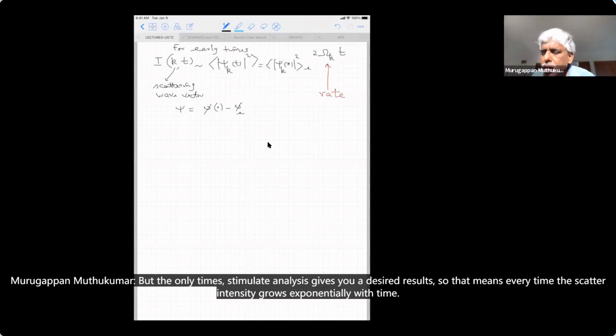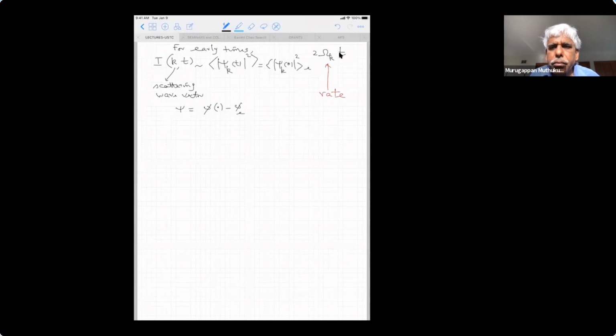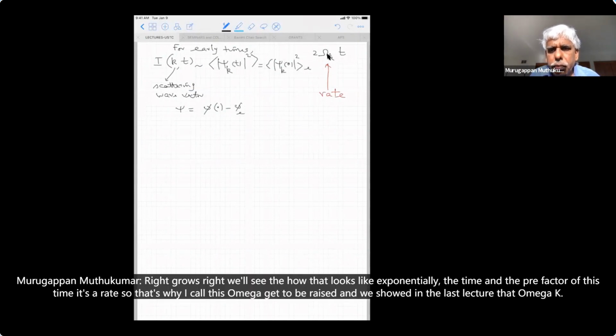For early times, stability analysis gives you these results. So that means at early time, the scattering intensity grows exponentially with time, right? We'll see how that looks. Exponentially with the time. And the prefactor of this time is a rate. So that's why I call this omega K to be the rate.